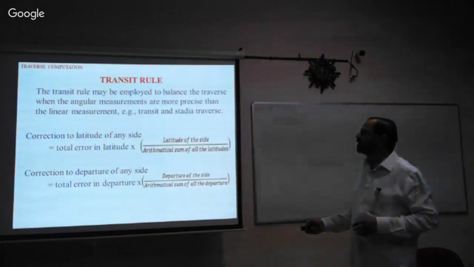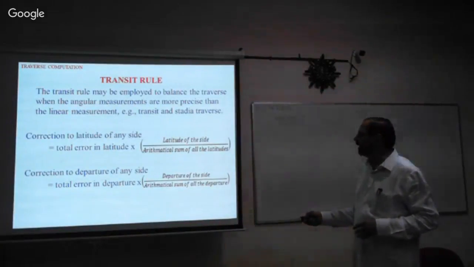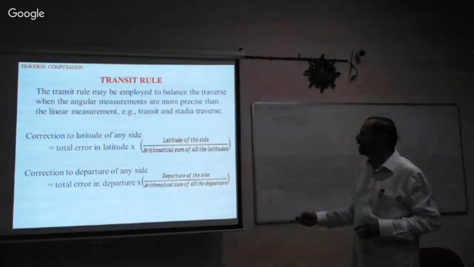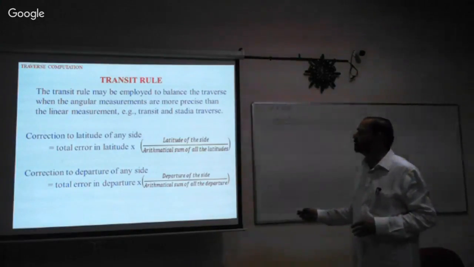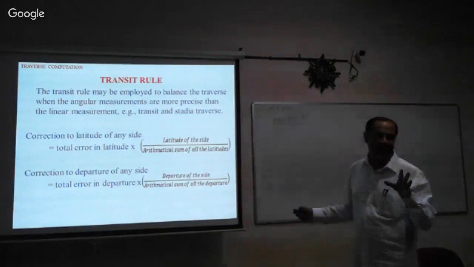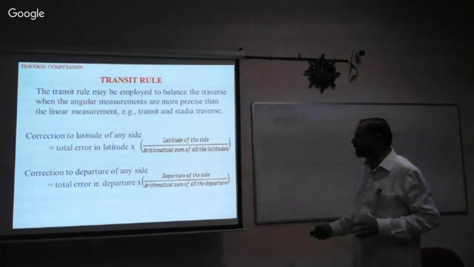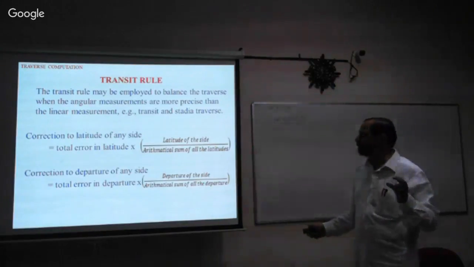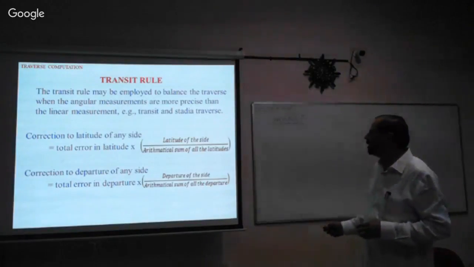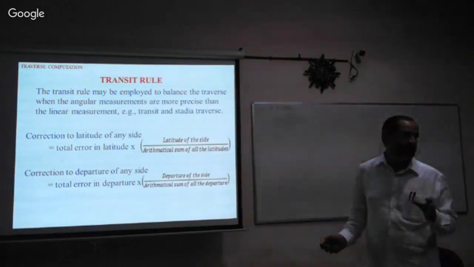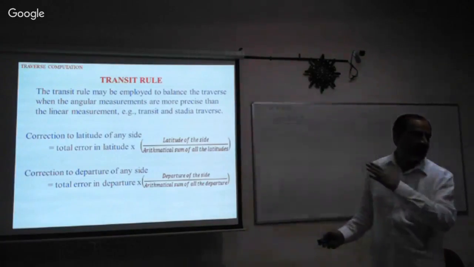In the second case, the transit rule, which is another rule, the latitude error will be distributed proportionately to the latitude of that particular side of the survey line. Similarly, the departure error will be proportionately distributed to the departure of that side. For whichever survey line we are considering, we have to distribute the error for that line.